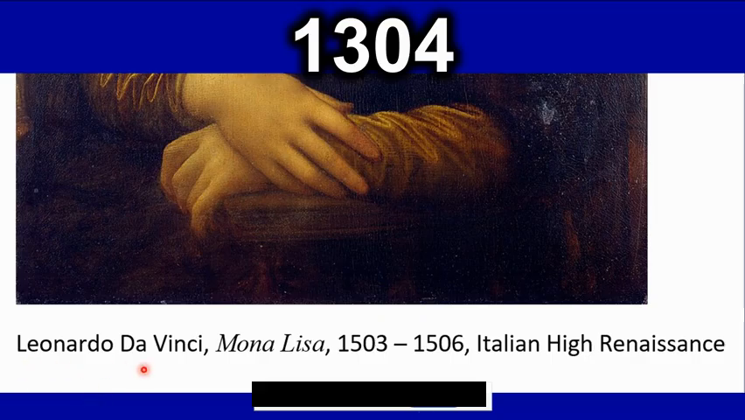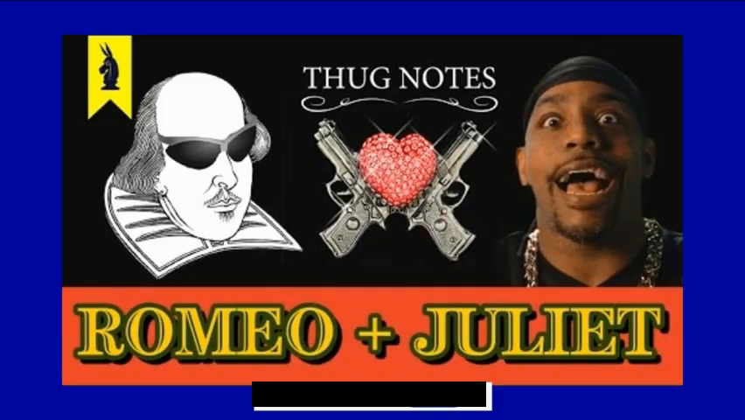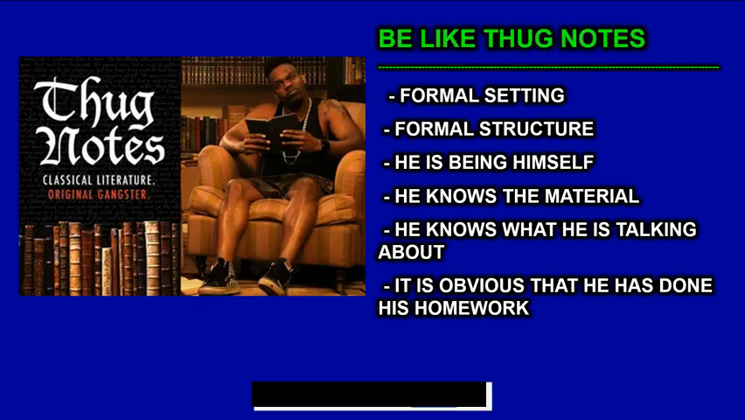You're going to write the artist's name. You're going to write the title of the artwork in italics. You're going to write the date and then the style of the artwork down below. All right, I've already talked about the style. We don't need to go over thug notes again.